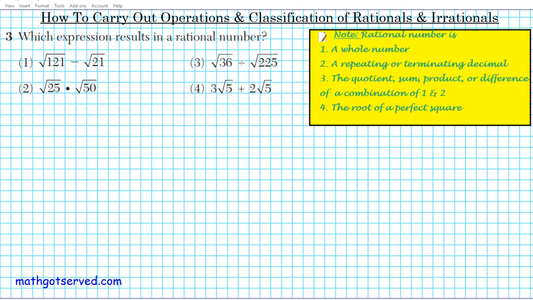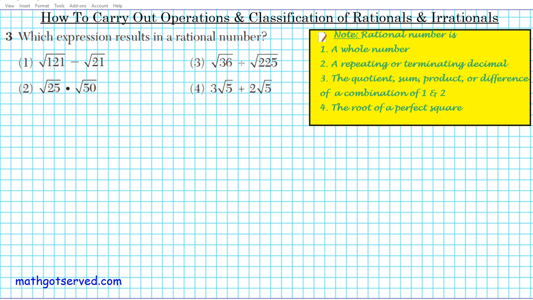All right, let's take a look at question number 3. In this problem, we're going to be learning about how to carry out operations and classifications of rationals and irrationals. We're going to carry out operations and then proceed to classify our final result as either being rational or irrational. Question 3 reads, which expression results in a rational number?